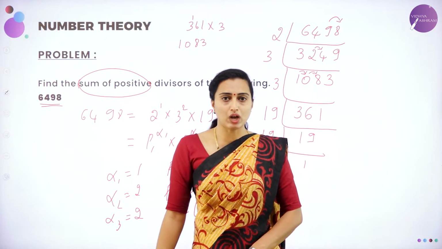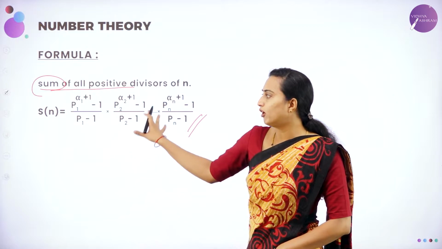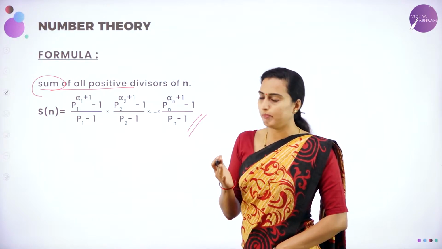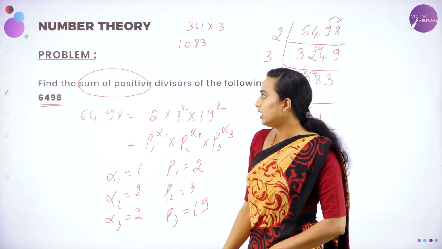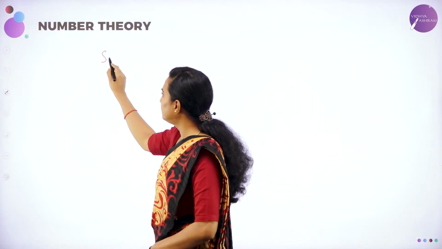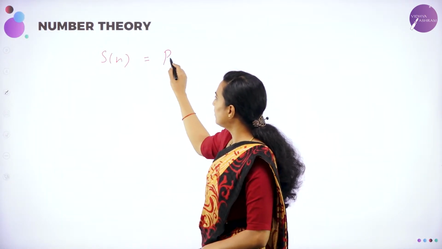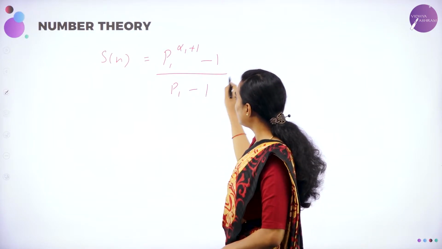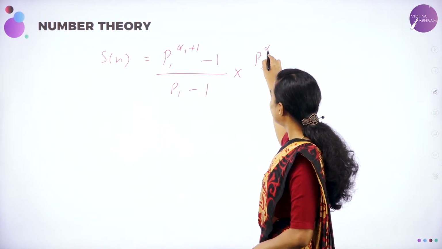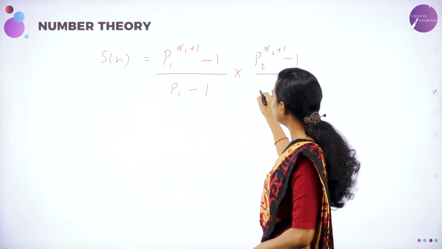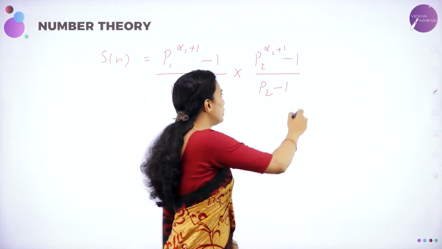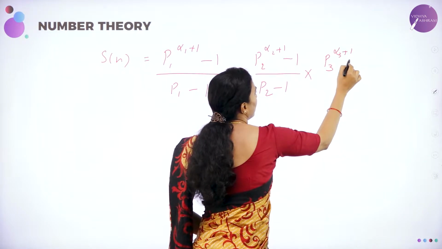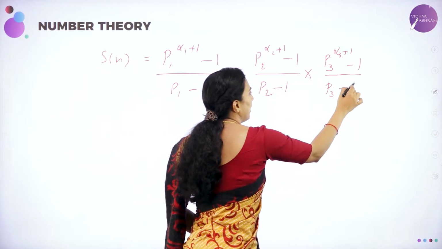So dear students, you need to observe what is the formula for sum of all divisors. That formula I am going to write until P3, because you are having only till P3 here. So let me write down that formula. So S of n will be equals to P1 to the power of alpha 1 plus 1 minus 1 divided by P1 minus 1 into P2 to the power of alpha 2 plus 1 minus 1 divided by P2 minus 1 into P3 to the power of alpha 3 plus 1 minus 1 divided by P3 minus 1.